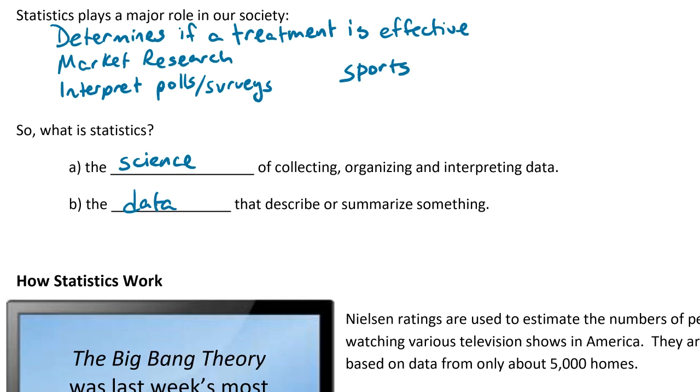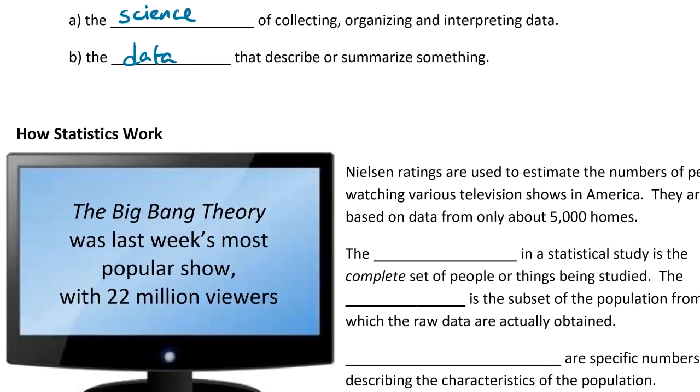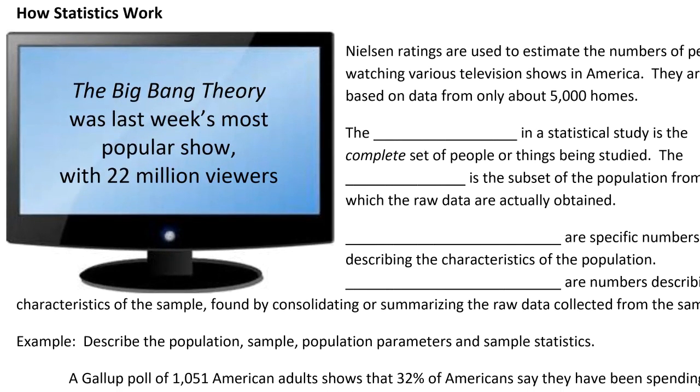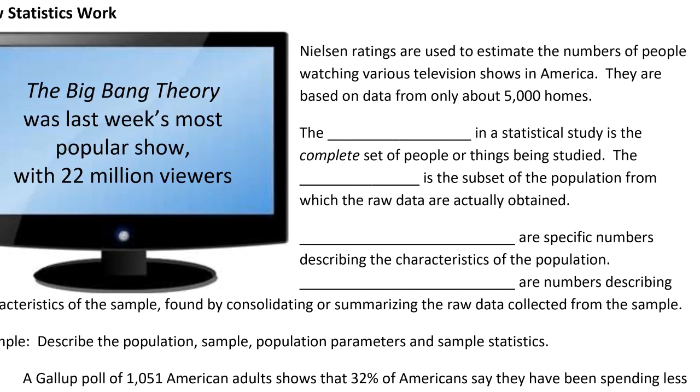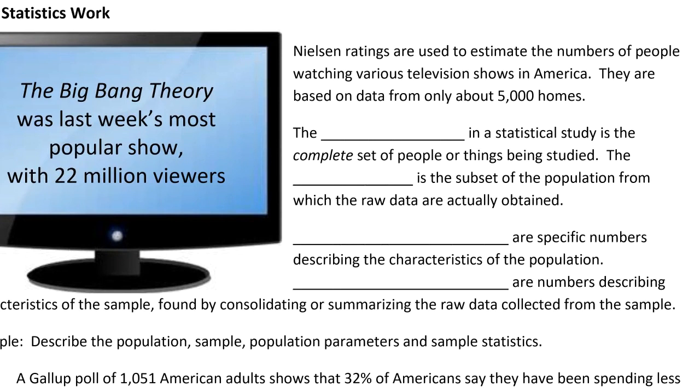All right? So next we're going to look at how statistics work. And we're going to be looking at a specific example. You've probably heard of the Nielsen ratings before. These are ratings that are used to estimate how many people are watching different shows, specifically in America. And they're based on the data from about 5,000 homes that have these boxes, and these boxes let the statisticians know who is actually watching what, and how much of it they're watching.